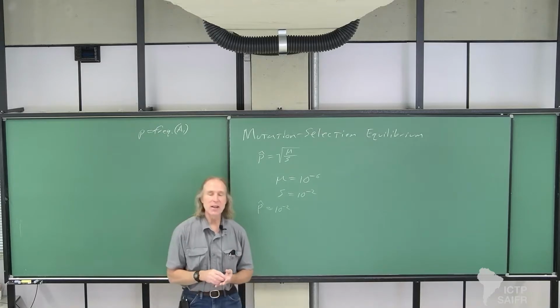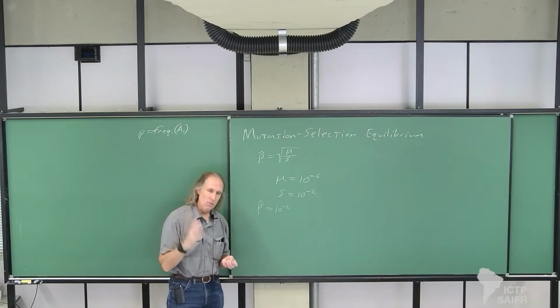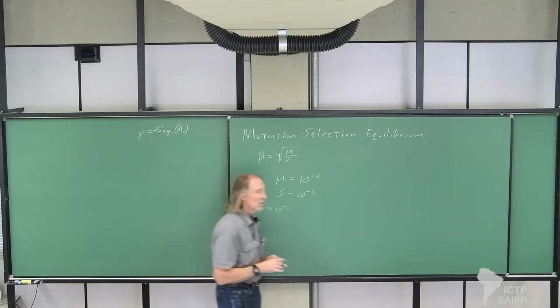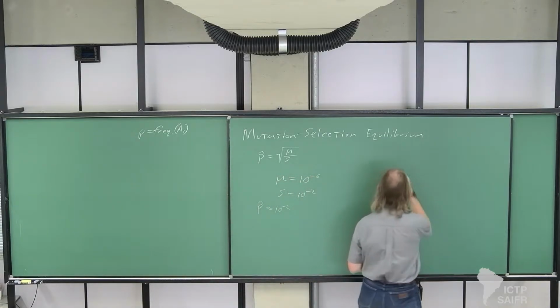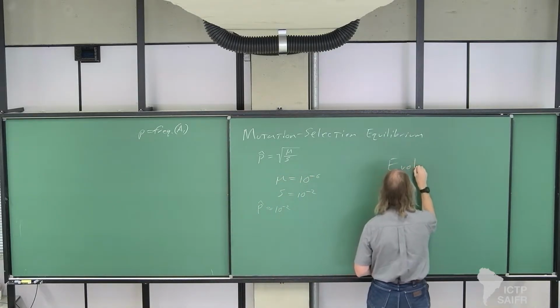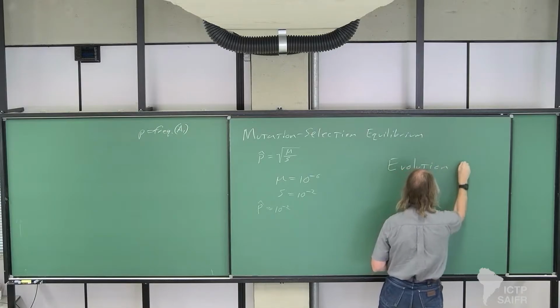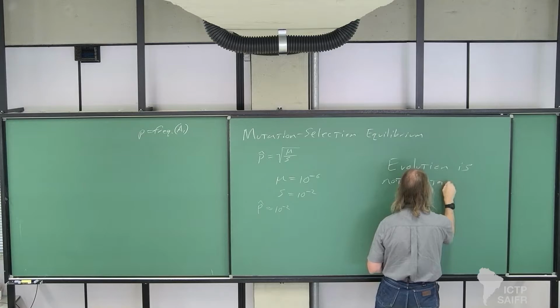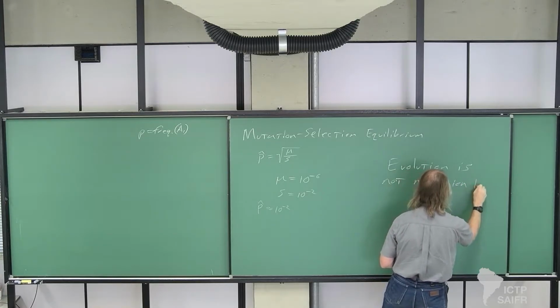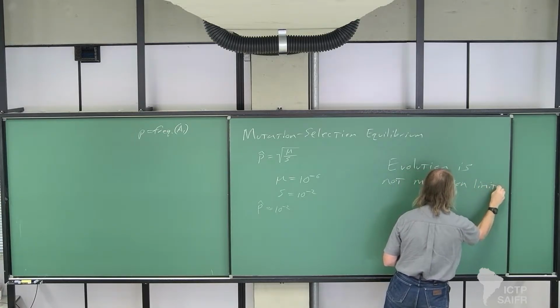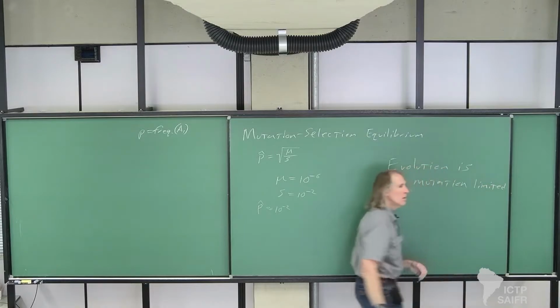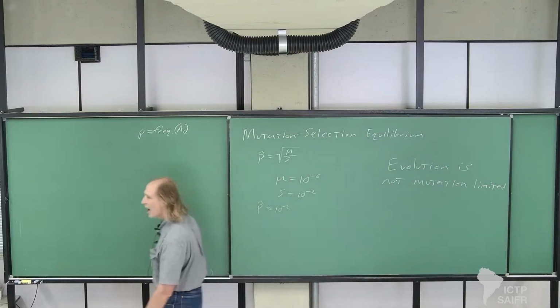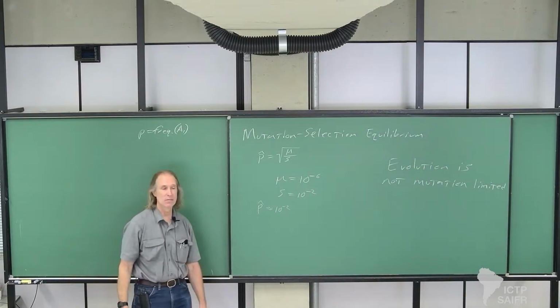What this is getting at is the fact that for most natural populations, evolution is not mutation limited. By which I mean the rate of evolution is not determined by the rate of mutation.